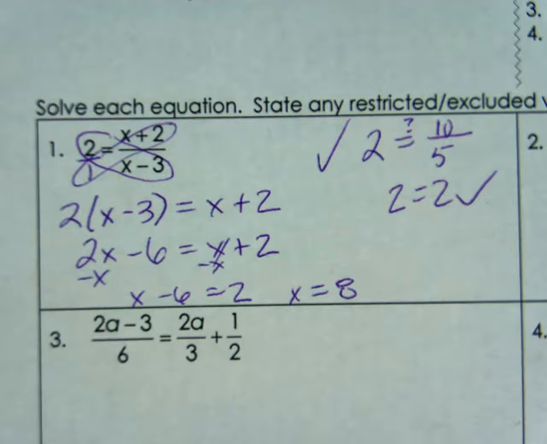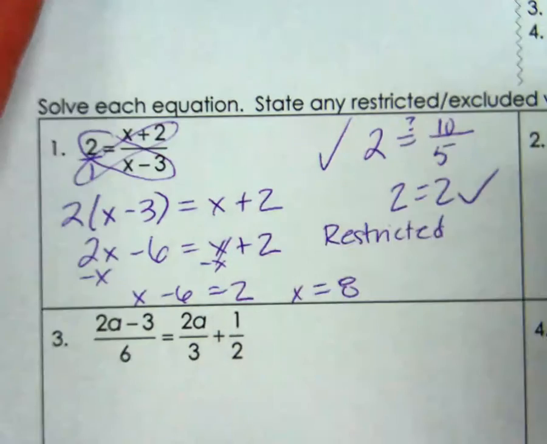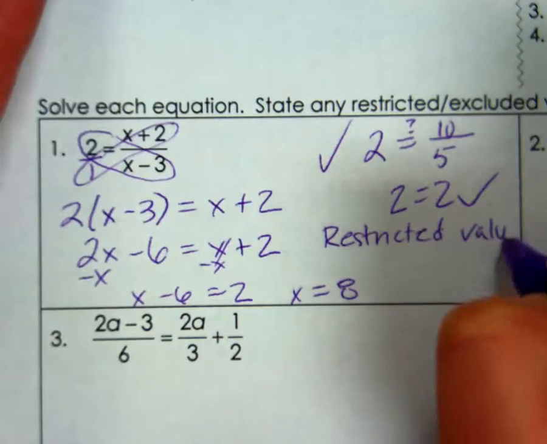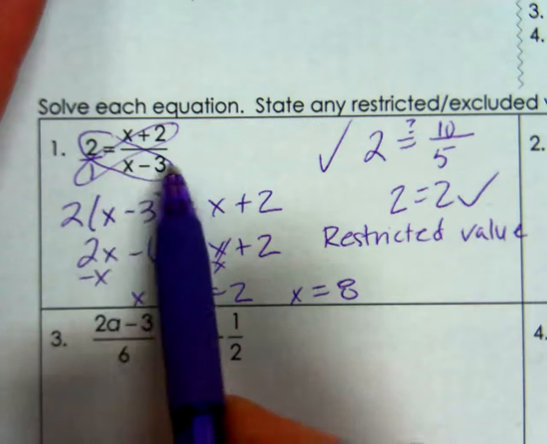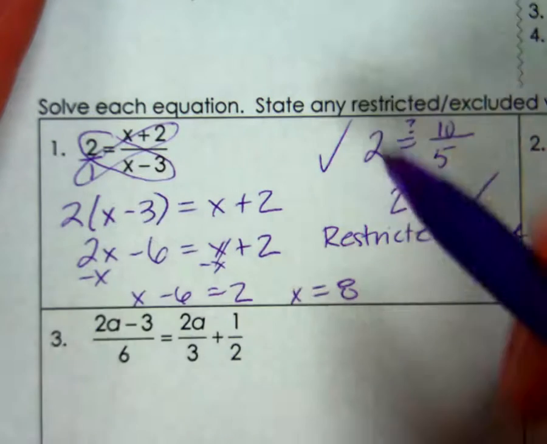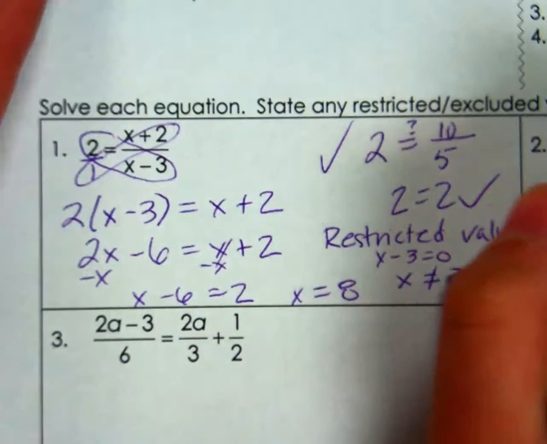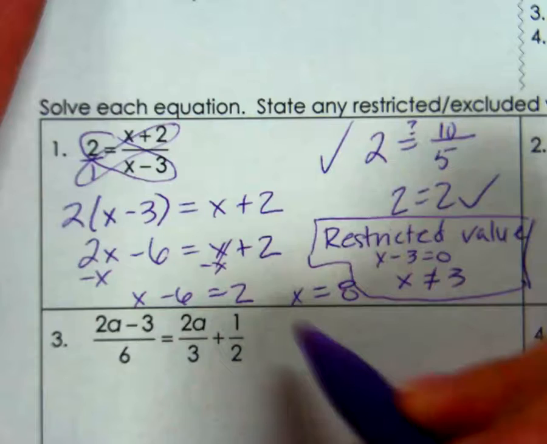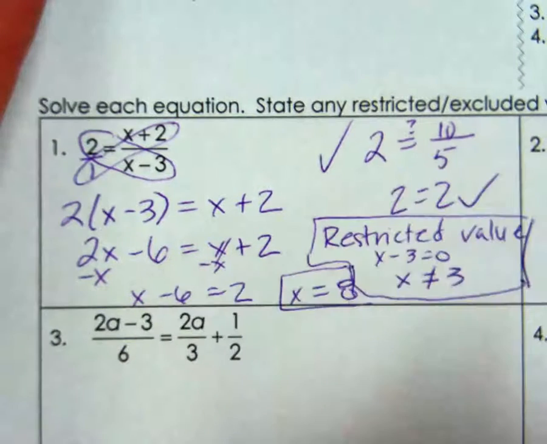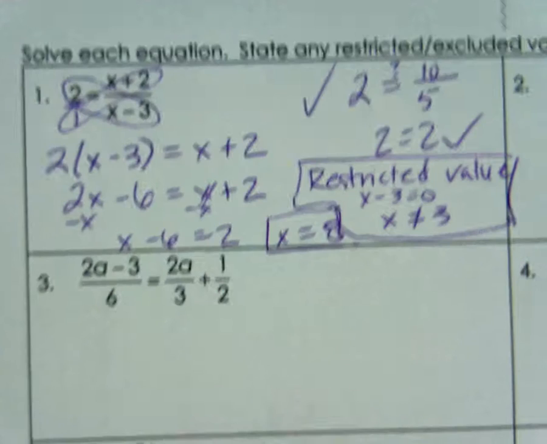All right, so we have to look at restricted values. A restricted value, again, is where you might make the denominator equal to 0. So if we look over here, if x was 3, and you can set this equal to 0, x minus 3 equals 0, x can't be 3. So that would be a restricted value. It didn't actually come into play and cause us an issue because we think x is 8, but it is still good to list those restricted values, and we're going to practice that. We're going to go ahead and skip right to number 3 because 2 is very similar to 1.